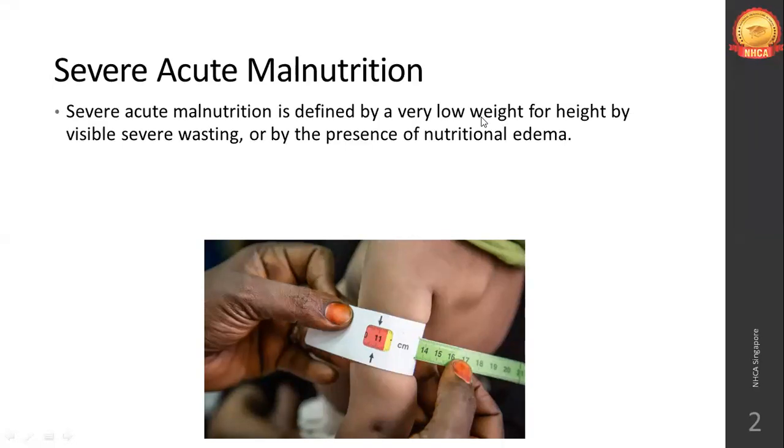So it is defined by very low weight for height, visible severe wasting, or presence of any nutritional edema. This could also lead to severe acute malnutrition. There are two types of malnutrition. The child's development in the womb comes with different factors, that we will discuss in nutritional requirements for lactating mothers and pregnant mothers. In that chapter we will discuss these topics.